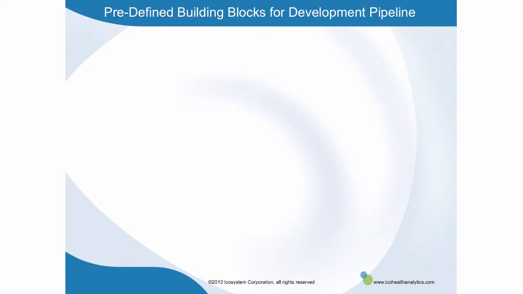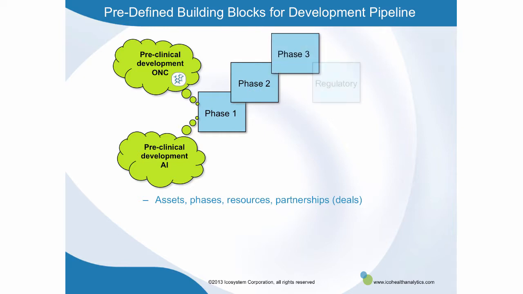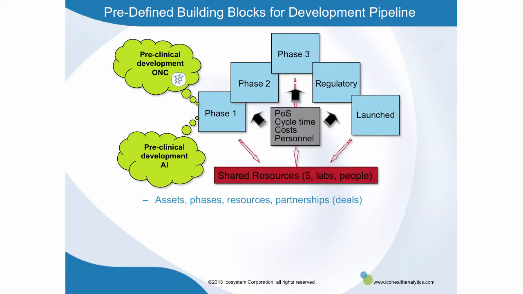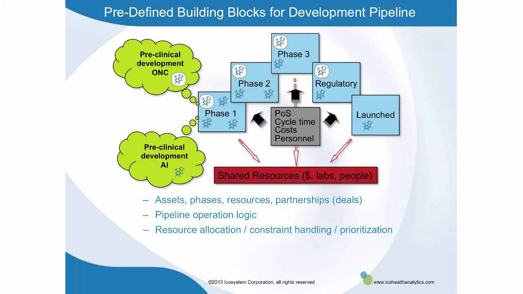SPM has predefined model building blocks that are specific to pharma. Namely, it has notions of assets, phases, resources, and deals. It also encodes standard pipeline operation logic, such as consumption of resources, advancement within current phase or from phase to phase, and failure. It encodes mechanisms for allocating resources under constraints and prioritizing assets, and something we haven't covered in these videos but that is common in pharma, namely spawning child assets such as new indications or line extensions.